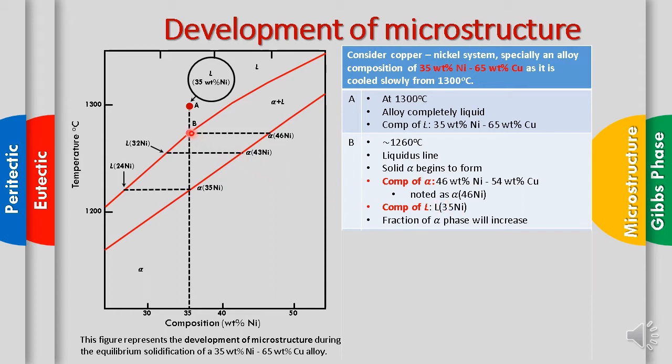Okay, here, so there are two phases, alpha and liquid. So we will state the value of alpha 36 nickel, and then we have 35 nickel in the liquid. So the fraction of alpha will increase.